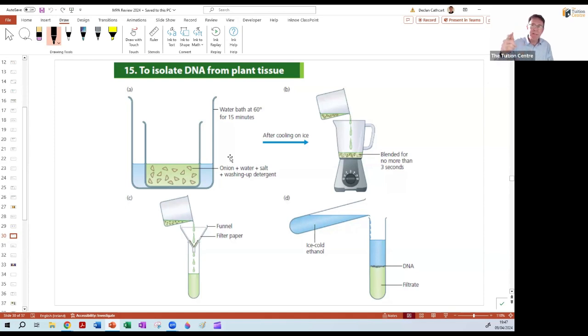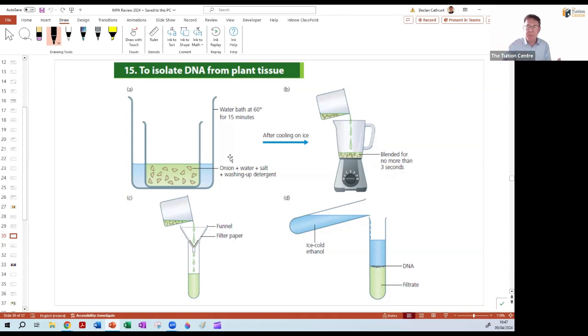The reason it has to be 60 and not 40 or 30 is that if it's only warmish, all these enzymes that chop up DNA get released by the cell. It's like a defense mechanism because it thinks it's being invaded by a virus or something. So cells produce these enzymes that chop up DNA.